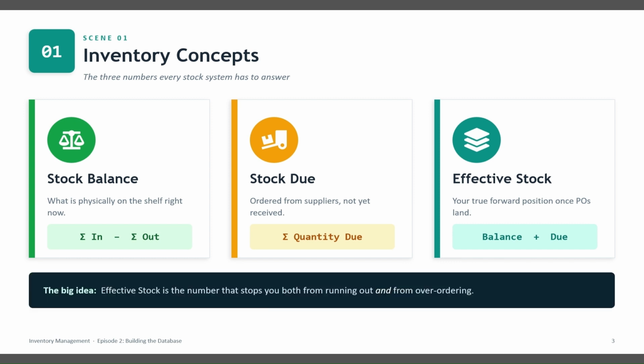So the big idea is that effective stock is a number that stops you both from running out and from over-ordering. So the problem is that we should not be just looking into what table we should create immediately and how do we create queries and forms. Yes, that is important, but we should understand the concepts behind this as well. This is what I'm going to explain in this video series. So a little explanation and then the actual database creation and form creation, etc.